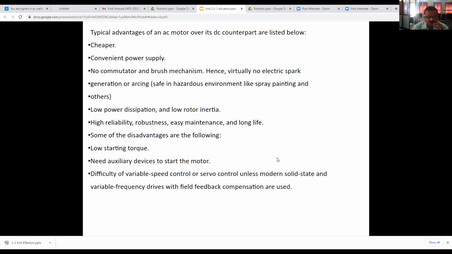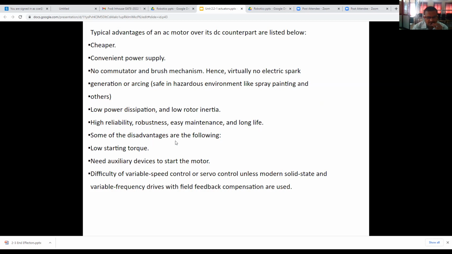Therefore, typical advantages of an AC motor over its DC counterpart are listed below. First, cheaper. Second, convenient power supply. Third, no commutator and brush mechanism, hence virtually no electric spark generation or arcing, safe in hazardous environment like spray painting and others. Low power dissipation and low rotor inertia. High reliability, robustness, easy maintenance, and long life.